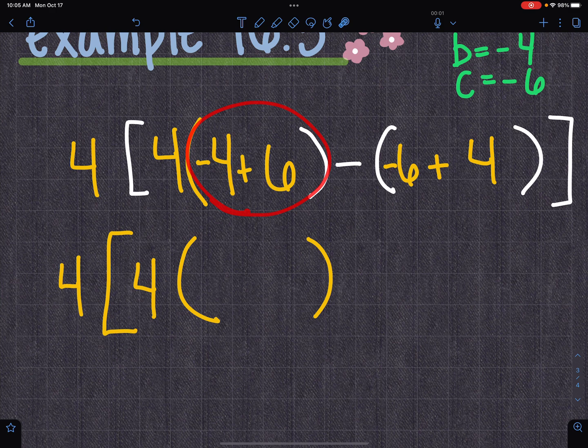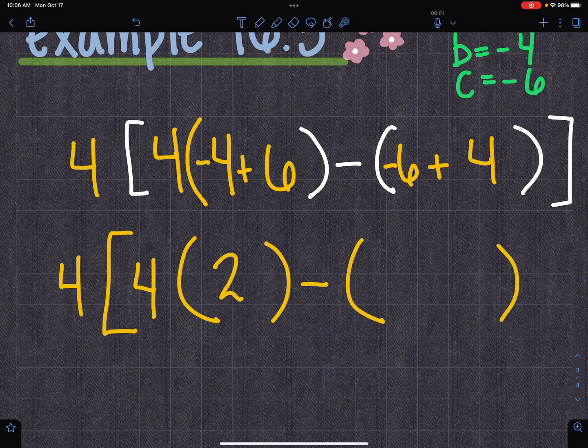-4 plus 6. So if I think of my number line and I'm at -4 and then I add 6, I'm going to be at +2. Sweet. That was easy. Then I'm going to bring that next parentheses down. In here I have -6 plus 4. So if I think of that number line, if I start at -6 and add 4, I'm going to be at -2. Sweet, that was easy too. And then don't forget to bring everything else down.